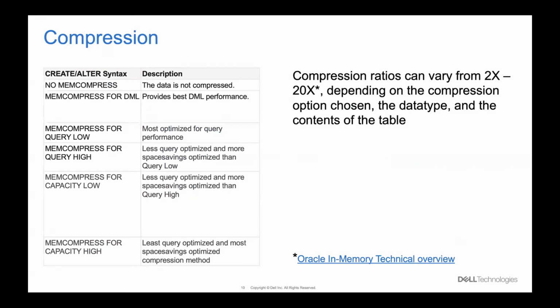And coming to compression, there are five levels of compression available in the in-memory option. According to Oracle technical documentation, the achievable compression level is from 2x to 20x, depending on the data you have and the data types you have. So we will see later what level of compression we achieved during our tests.